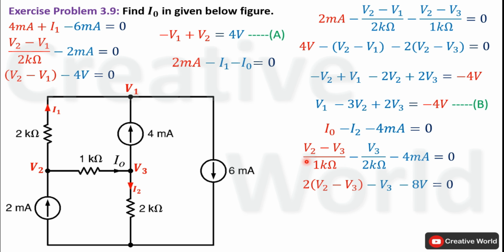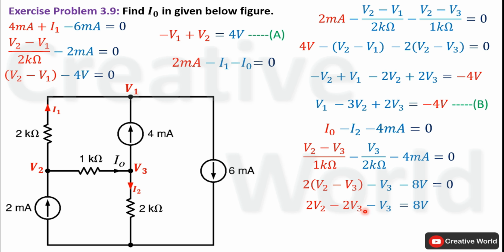Now in order to omit all denominator values, we will multiply this equation with 2 kilo ohm. The product of 2 kilo ohm and 1 kilo ohm in the denominator will cancel out with each other. Only 2 will be left, and that 2 will be multiplied with V2 minus V3. Here the 2 kilo ohm and 2 kilo ohm in the denominator will cancel out with each other. Only V3 will be left. Here the product of 2 kilo ohm and 4 milliampere will result in 8 volt. Now place this constant value on the other hand side of equal and open these brackets. The equation will become 2V2 minus 2V3 minus V3 equal to 8 volt.